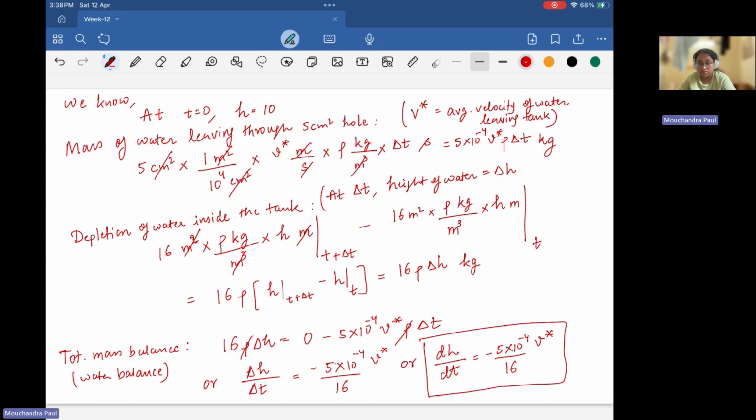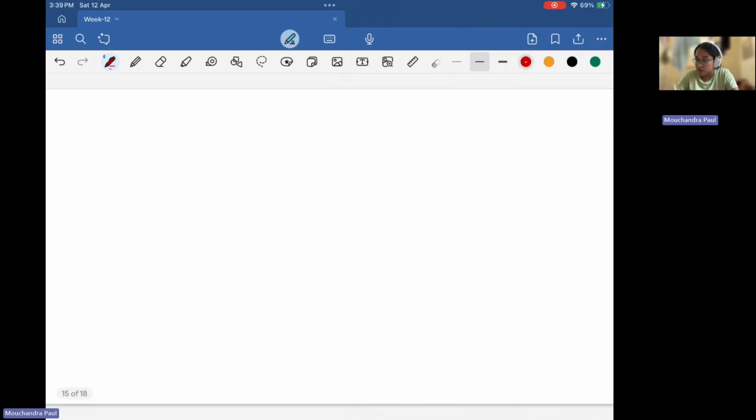Now, can we solve this? Or can we do an integration? Not yet, because t is the independent variable, but there are two dependent variables, V star and H. So we have to find the equation or relation between H and V star so that we can convert this equation in terms of only one dependent variable. In order to do that, we have to take help from the mechanical energy balance, which we already studied before.